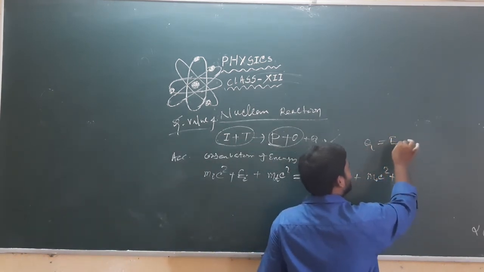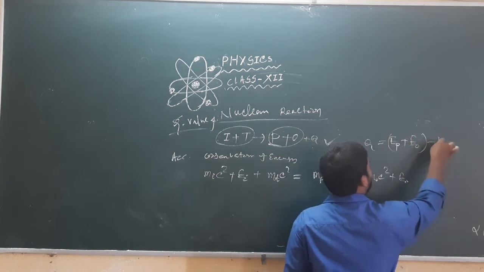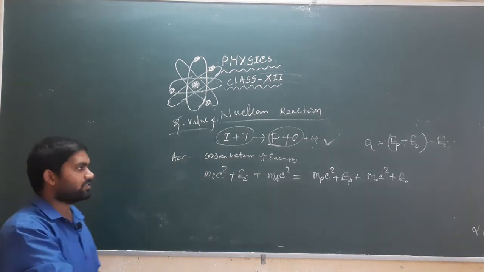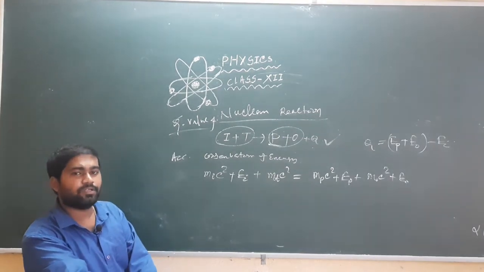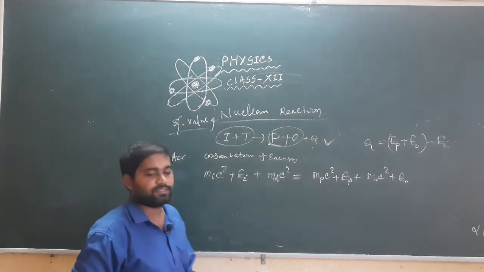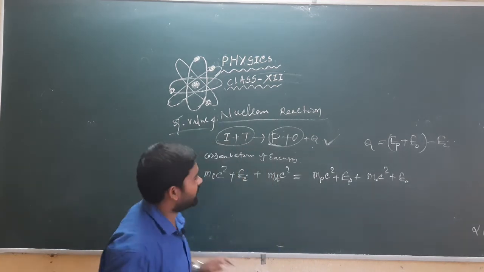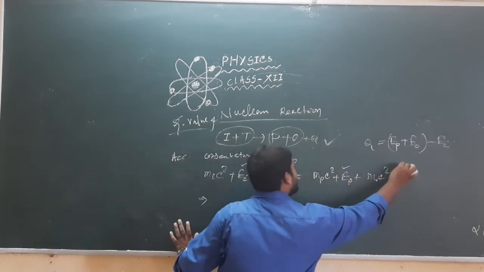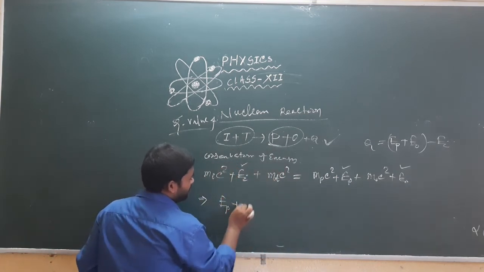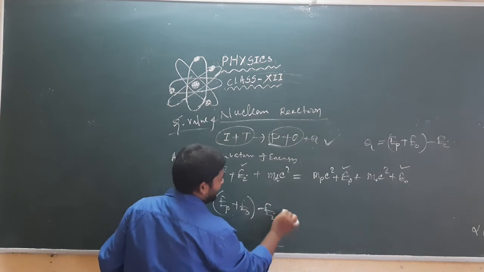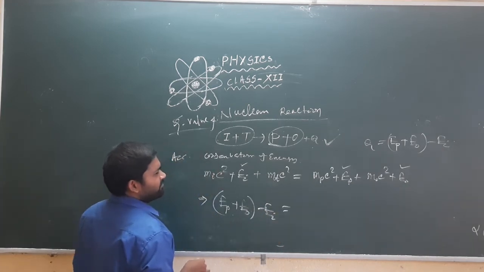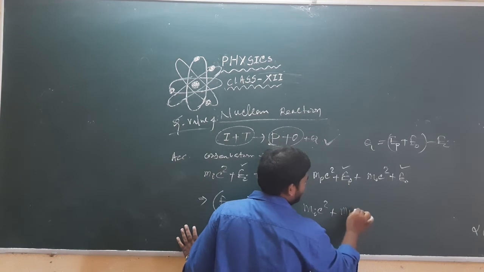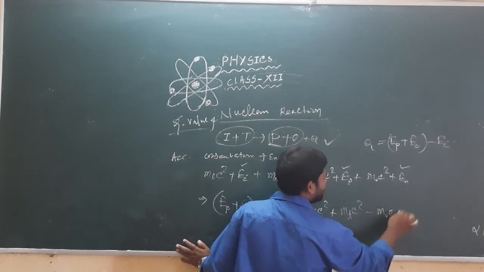Q equals E_p plus E_o minus E_i. It is the difference in energy, or rest mass energy, between the reactant side and the product side. So taking this calculation, E_p plus E_o minus E_i equals m_i c² plus m_t c² minus m_o c².